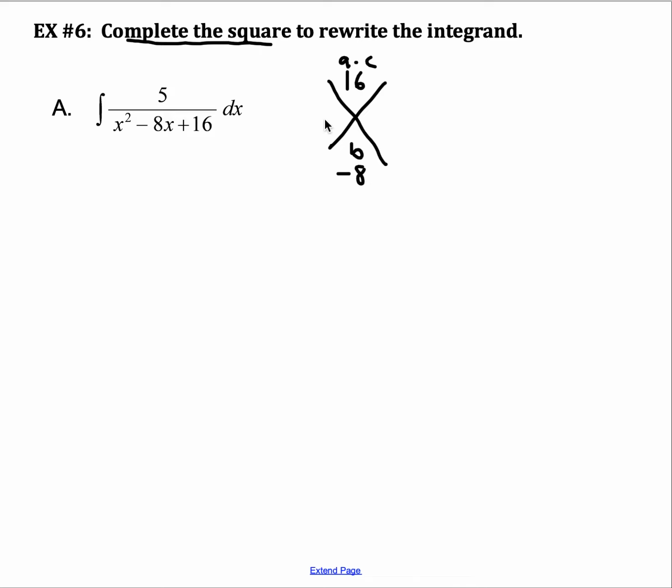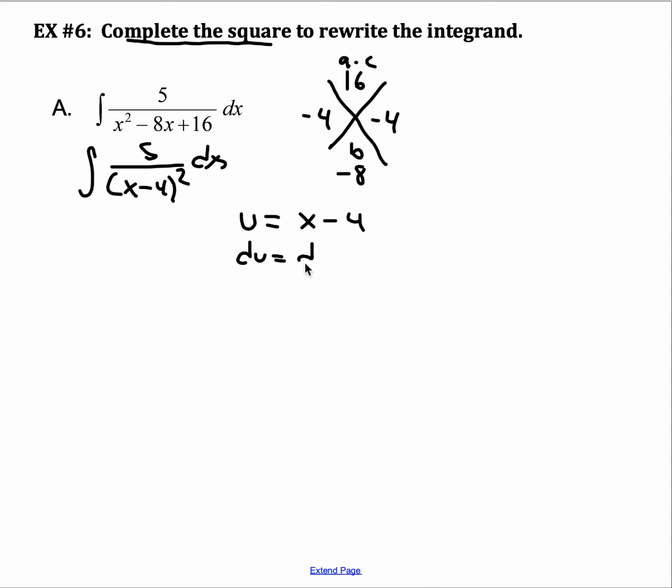This one's straightforward. I have 4 times 4. That multiplies to 16 and that would add to 8. But because it's negative, we want to make sure we have negative 4. So these are going to be my two factors. x minus 4 times x minus 4. And now this becomes a lot easier. I do u substitution for x minus 4. du is equal to dx.